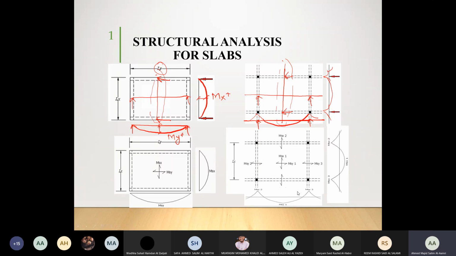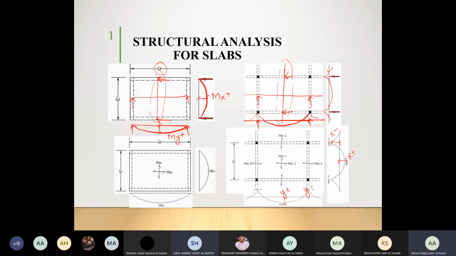Now, in this scenario, how many bending moments do you have? You have 4 bending moments. You have Y positive, Y negative, X positive, and X negative. Do you agree? Yes. Okay, so how many moments will be there?